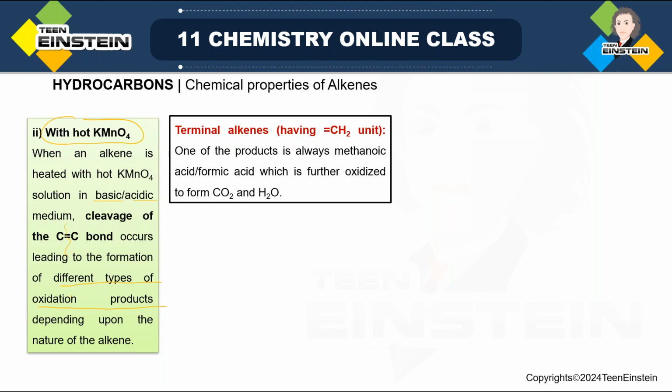Terminal alkene means what? That means if you consider the C=C double bond, on one side there will be a CH2 group attached.